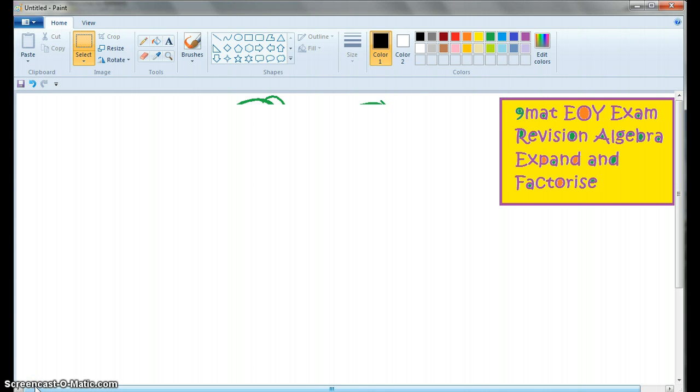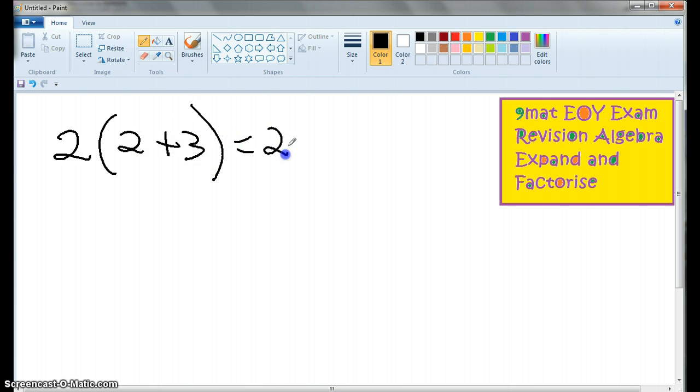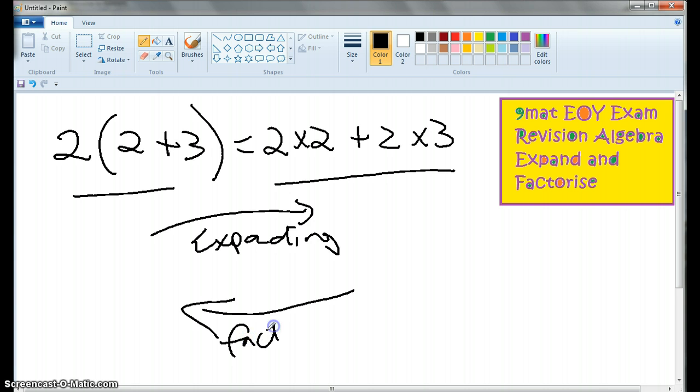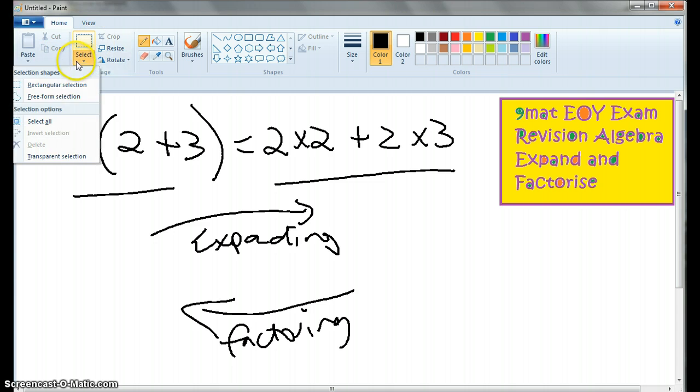If I've got 2 times (2 plus 3), that's the same as 2 times 2 plus 2 times 3. So that's an interchangeable statement. This is called factorised, that's called expanded. When you're going like that, that's called expanding, and when you're going like that, that's called factorising. Does that make sense? Let's have a look at another one, see if you've got the idea.